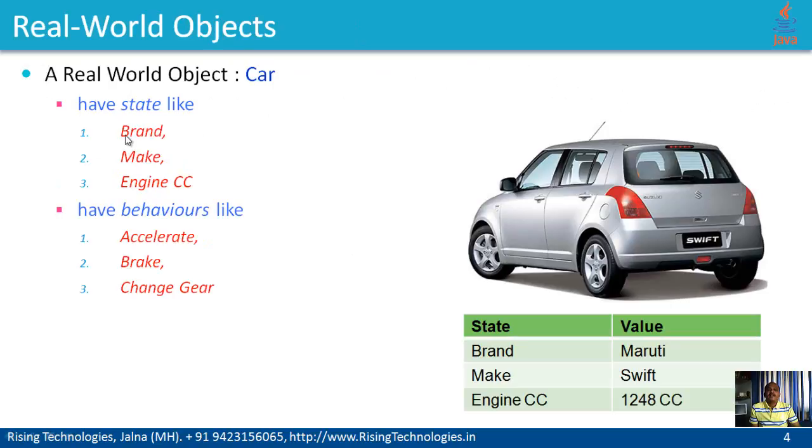So state may contain the brand of this car, make, and engine capacity of this particular object, and the functionality this object may perform may contain accelerate, brake, changing the gear. So these are the behaviors that this object may perform, and these are the state of this particular object. State of any object contains some kind of value. So these are three different states of this particular object. The brand of this particular object is Maruti. The make of this particular model is Swift, and the engine capacity is 1248 cc.